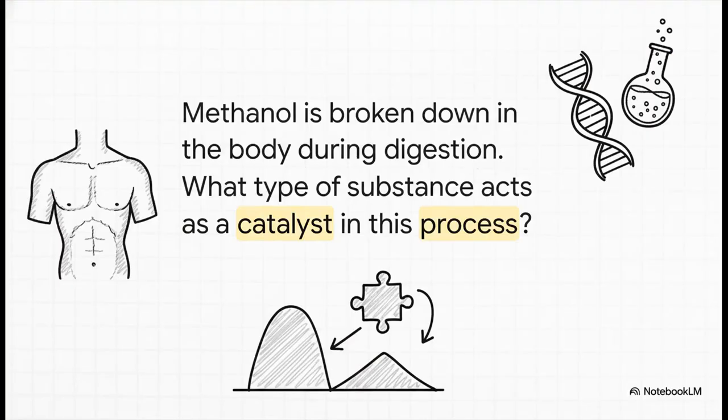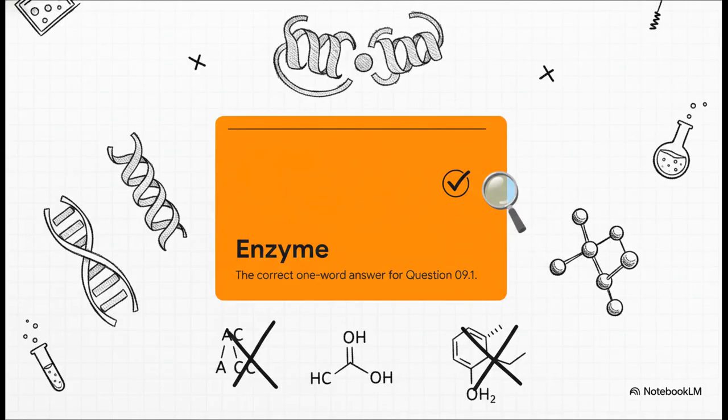Okay, question 9.1. The key words to lock onto here are catalyst and in the body. This is a bit of a crossover with biology, isn't it? So what do we call a biological catalyst? And the answer is enzyme. That's it. 1 word, 1 mark. The examiner just wants to see that single precise term. No need to overthink it. Bam! First mark is in the bag.